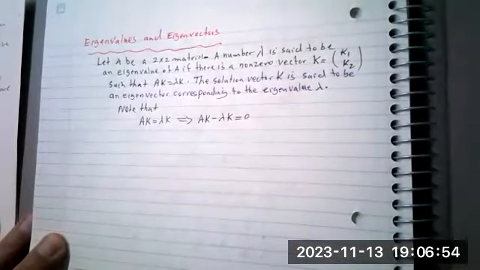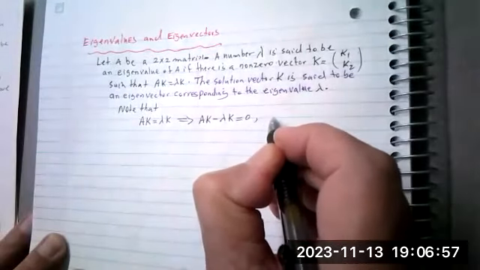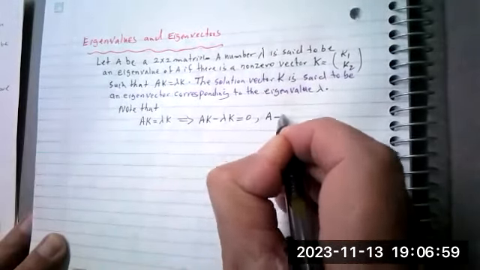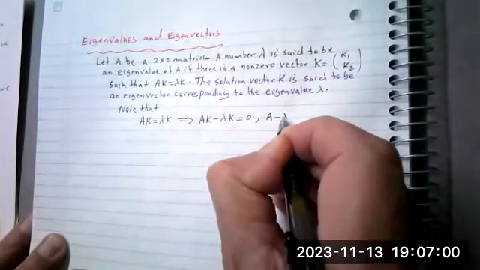We can factor out the K, but you have to be careful when you factor it out. You cannot write A minus lambda, it doesn't make sense. You have to make it a matrix, so it's going to be lambda times I, the identity matrix, times K equal to 0. Basically, the K that you want to find must satisfy this condition, which will be used later on to find the K.